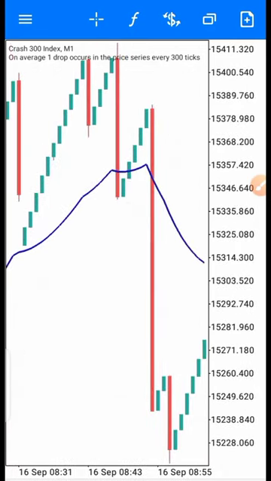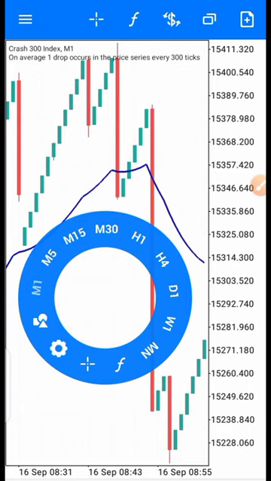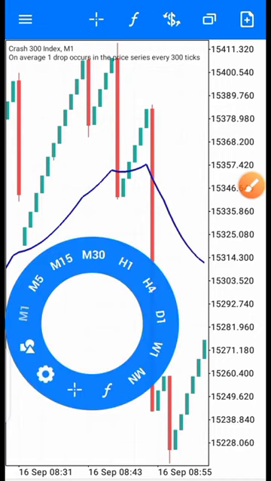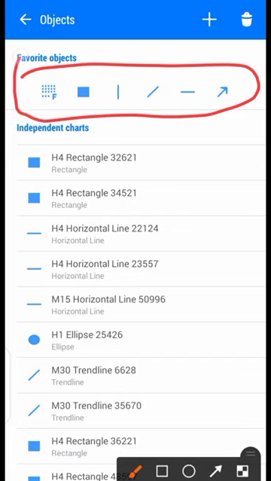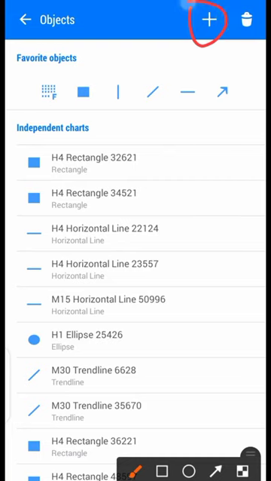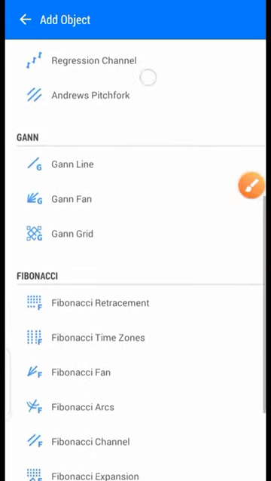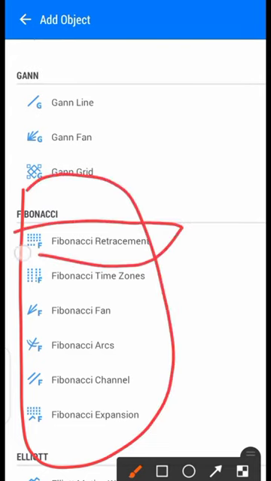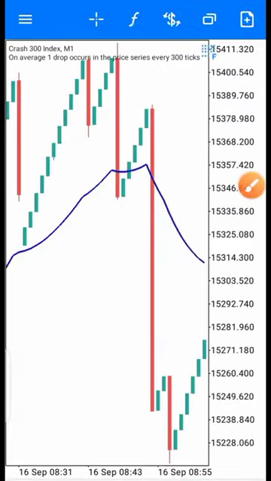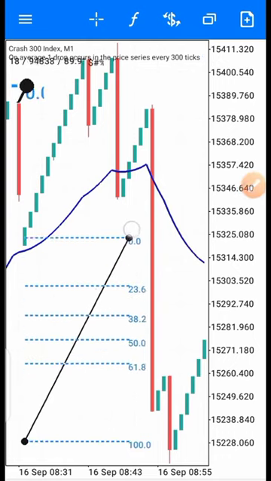Fibonacci has different levels. Let me bring out the Fibonacci. If you want to bring out the tools, just tap on the screen of your MetaTrader 5, click on these tools. If you have not been using it before, you won't find the object here. Just click on this plus button, then come down to Fibonacci. You can see these are the Fibonacci tools. What we need is this Fibonacci retracement. Click on that Fibonacci retracement, and it will appear on the screen. You can see it here.